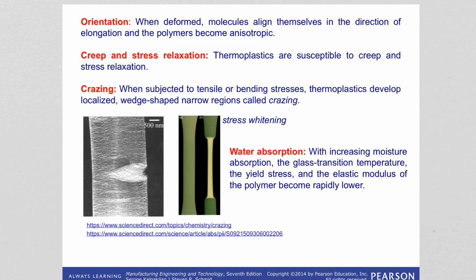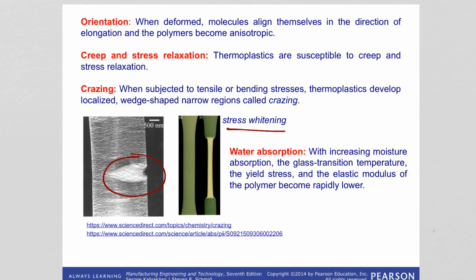So another thing is crazing. Crazing is when, subjected to tensile or bending stresses, thermoplastics develop localized wedge-shaped narrow regions called crazes. And there is also stress whitening. Think about you are bending a water bottle, right? There will be white regions forming. So those are called stress whitening because of how the molecules changed in that region and it changes the optical properties basically.